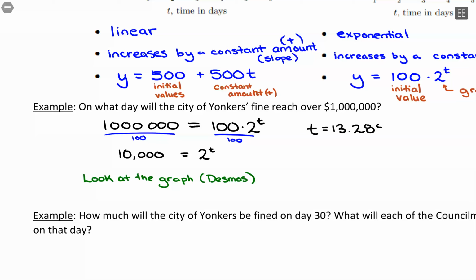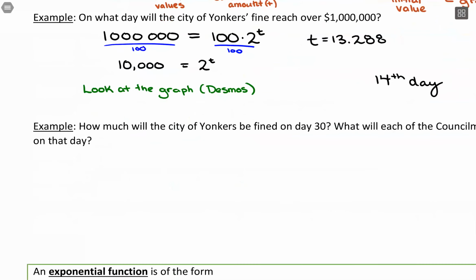So what that tells me is that between the 13th and 14th day, the fine will reach $1 million. Or you could say the fine will reach over $1 million on the 14th day. 13's a little too early. At 13 would still be below 1 million, but if you're at the 14th day, then you'll definitely be over 1 million.